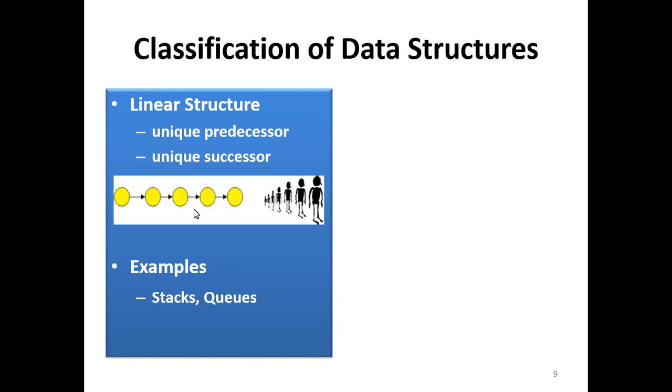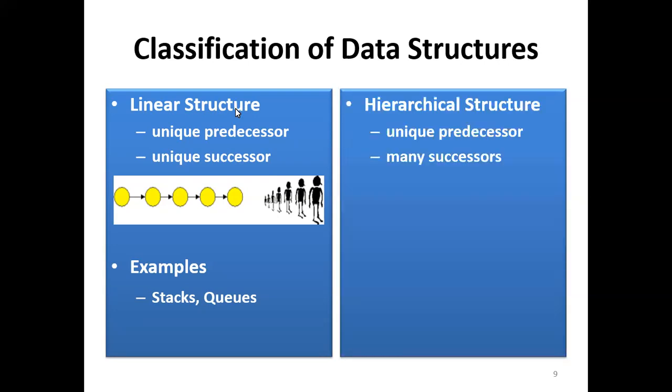If you look at these two, you realize that, for instance, this element here has a unique predecessor and a unique successor. Likewise, this one. And if you look at the queue, that is exactly what is happening. So one thing you need to understand and keep in mind is that the linear structure is structured in linear form.